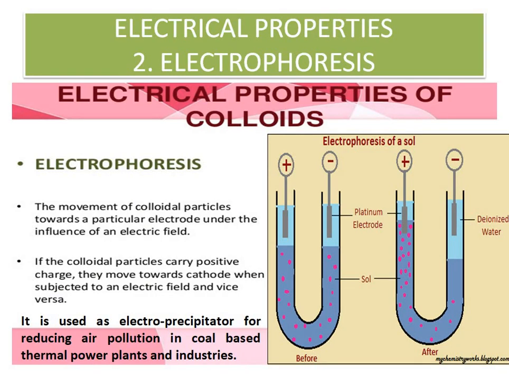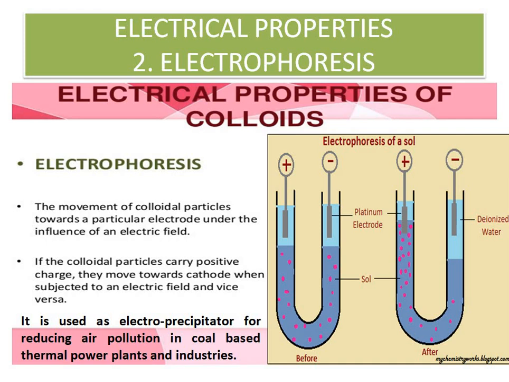Now, the next electrical property is electrophoresis. What is that? If you see the diagram, there is a U-tube, and positive and negative terminals are there. It is the movement of colloidal particles towards a particular electrode under the influence of an electric field. You can see the U-tube, the positive and negative terminals connected with the battery.